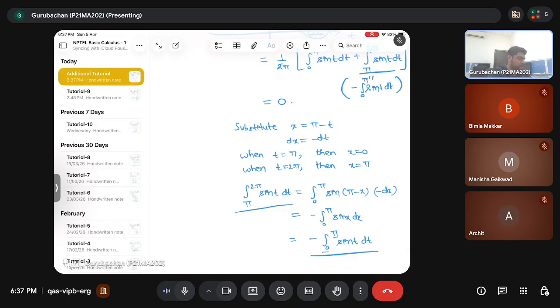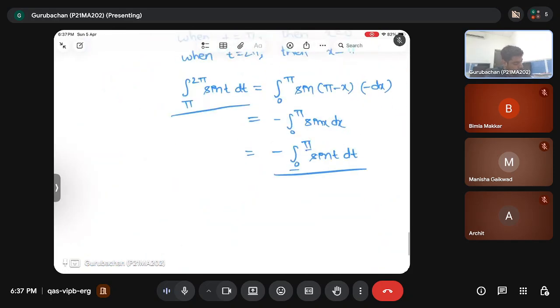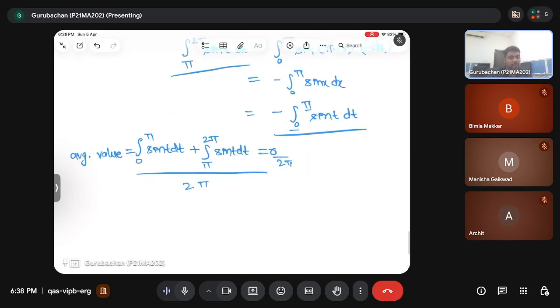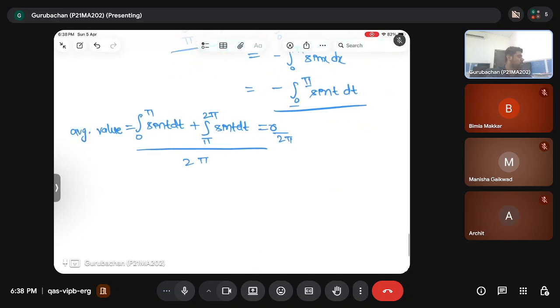Now it is visible. So addition of 0 to pi, we may write like this also, sine t dt plus pi to 2 pi. I put the right hand quantity into the left hand side. This will be 0, and this was nothing but the average value. So 0 can be divided by any number. Here it is 2 pi because the interval length is 2 pi.